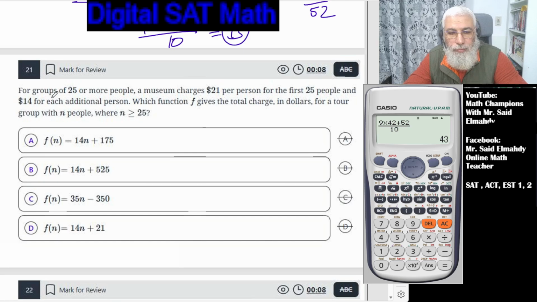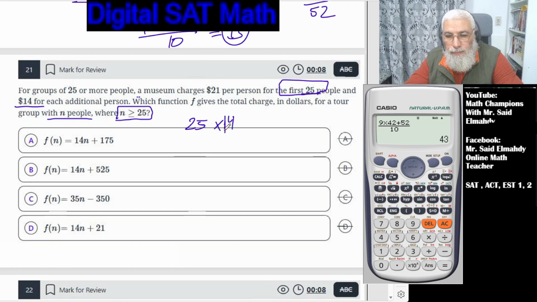For groups of 25 or more people, a museum charges $21 per person for the first 25 people and $14 for each additional person. Which function gives the total charge in dollars for a tour group with n people, where n is greater than or equal to 25? So, the first 25 people, the museum will charge $21 each.